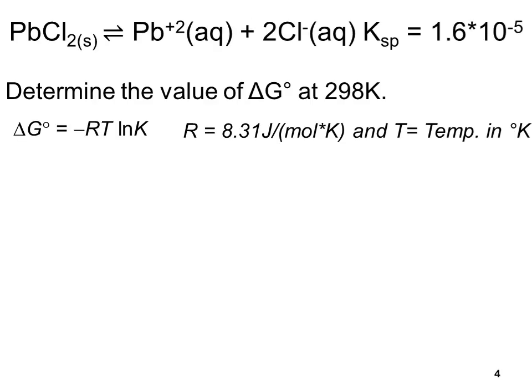Okay, so try this one for lead chloride. It has a Ksp of 1.6 times 10 to the negative fifth. Find the delta G standard based on that Ksp.